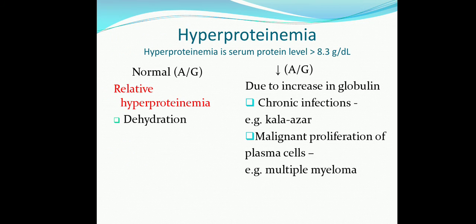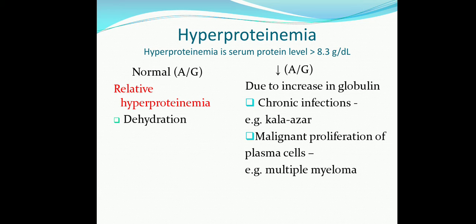Hyperproteinemia is a serum protein level of more than 8.3 grams per deciliter. When it is with a normal AG ratio, relative hyperproteinemia, that is mostly due to dehydration. When it is with a decrease in AG ratio due to increase in globulin, the causes are chronic infections, for example Kala Azar, and malignant proliferation of plasma cells, for example multiple myeloma.